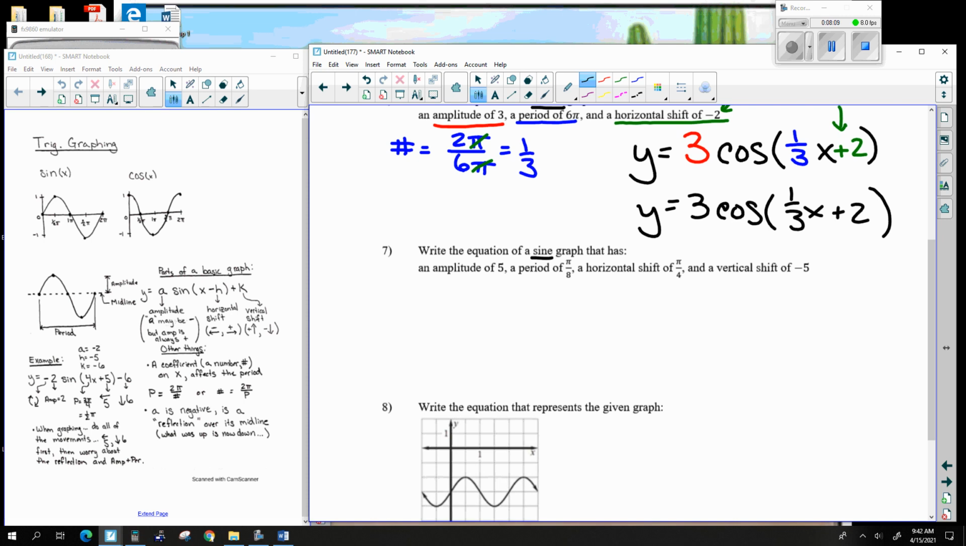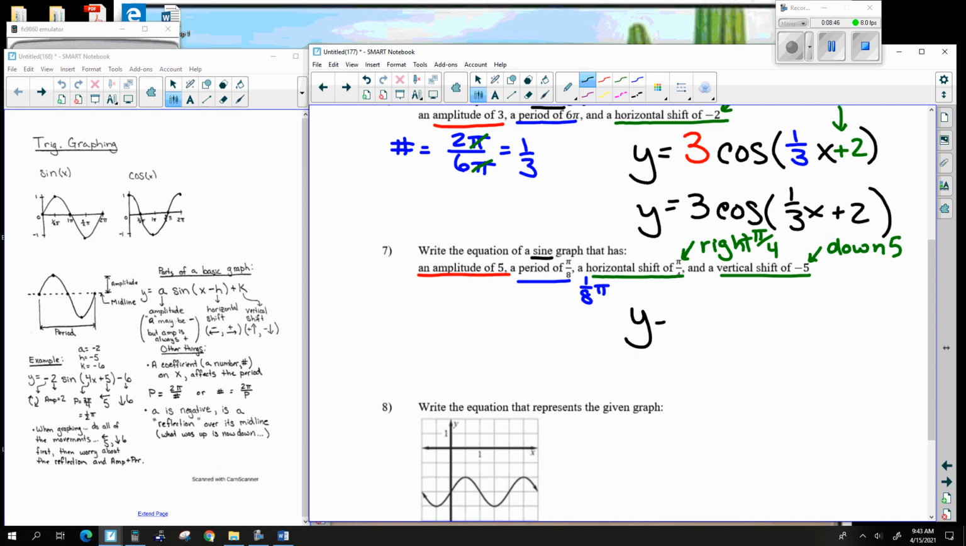Here we are creating a sine, amplitude of 5, period of pi over 8. I'm going to consider that to be 1/8 pi. We have a horizontal shift of pi over 4 and a vertical shift of negative 5. So this is technically down 5, and a horizontal shift. So this is going to be right pi over 4. All right, so here we go.